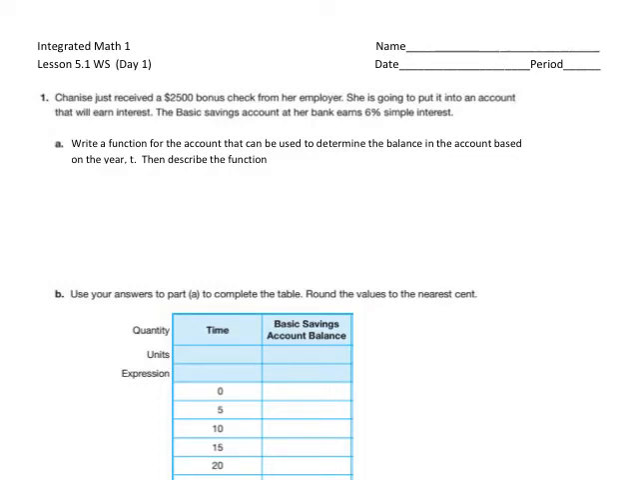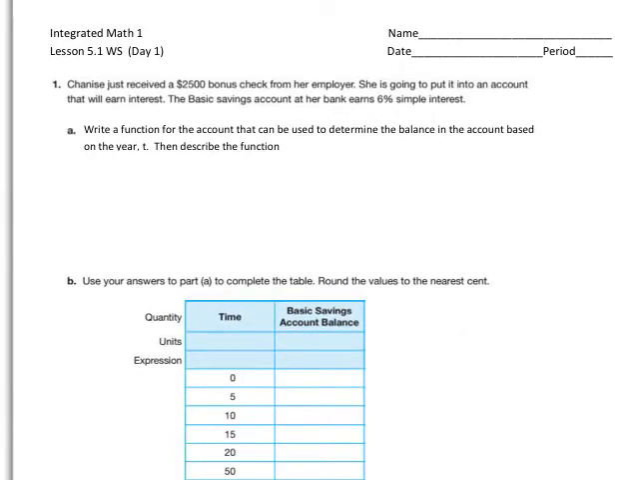This is on simple interest, in contrast to compound interest. Simple interest is interest only on the principal. So the function for simple interest would be the original amount.